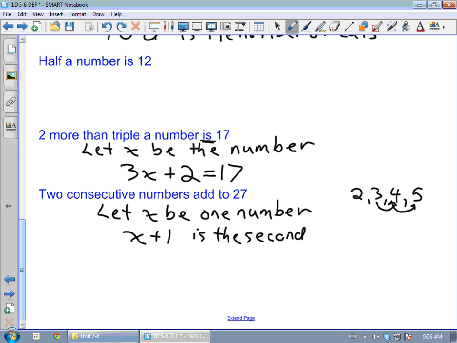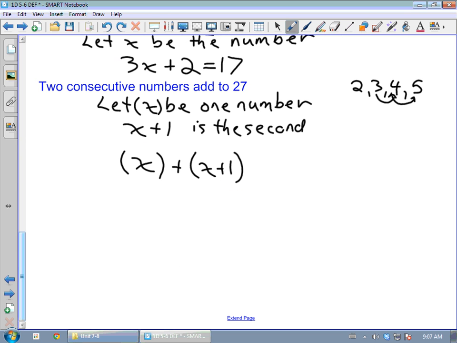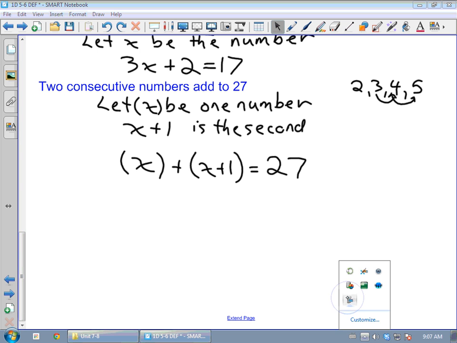Right. Now, what do we know about these 2 numbers? We know that they add to 27. So if these things add to 27, we're going to take our one number, x, add it to our second number, x plus 1. And I know that if these 2 things add to 27, this has to be equal to 27. Okay? One number plus the second number equals 27. Okay. All right, and we will stop there.